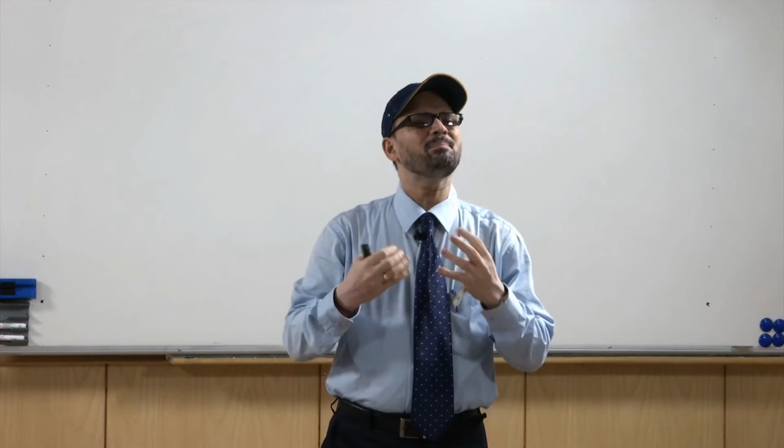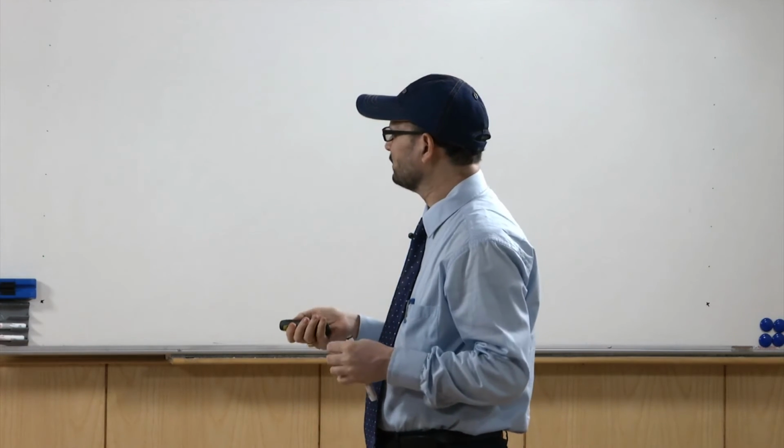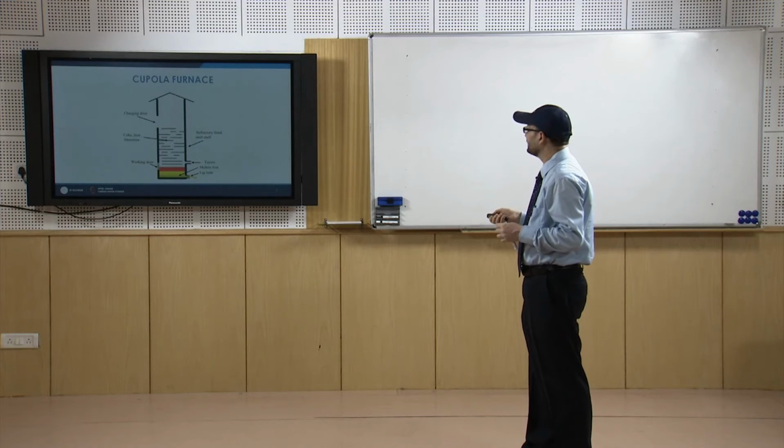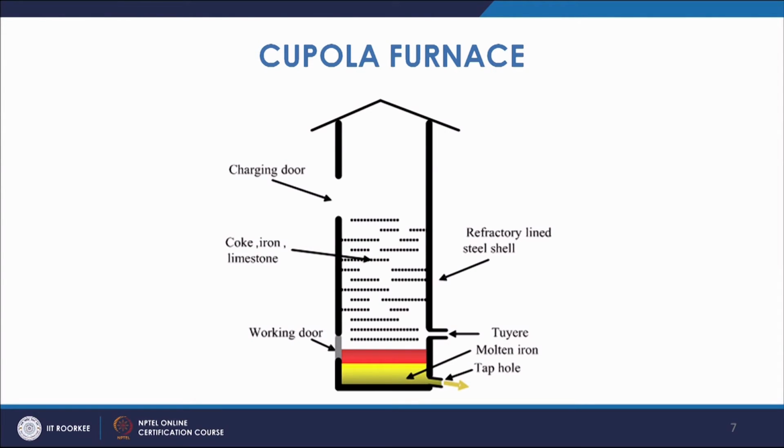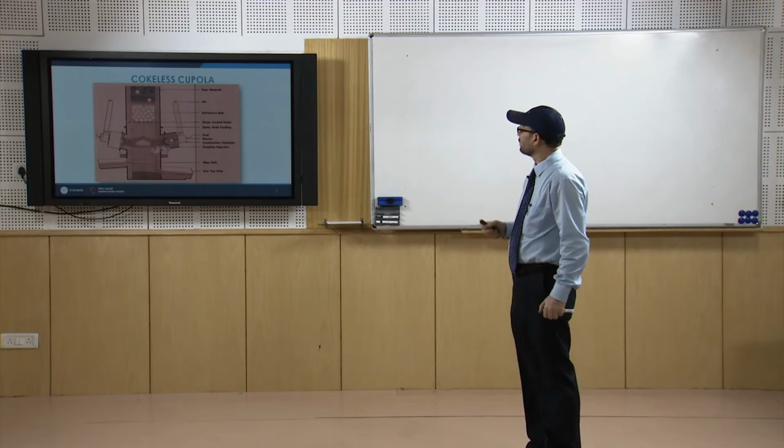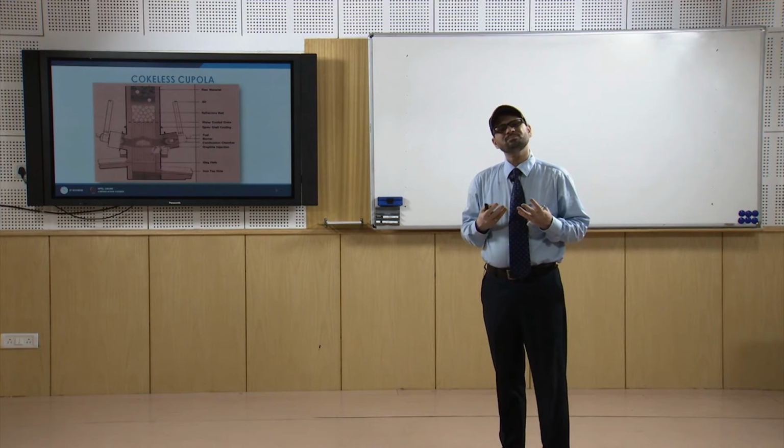carbon. So, carbon will be picked up by that liquid metal and then it will be collected in this place, that is the well, and from here you can tap it. Charging is also done continuously and you can tap the liquid metal from here. So, this is the cupola furnace. Now, there are many varieties of cupola.